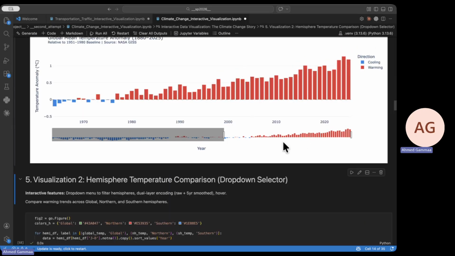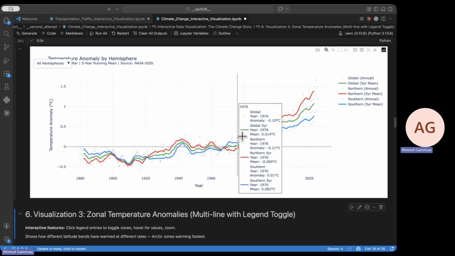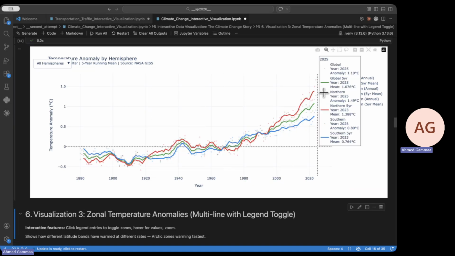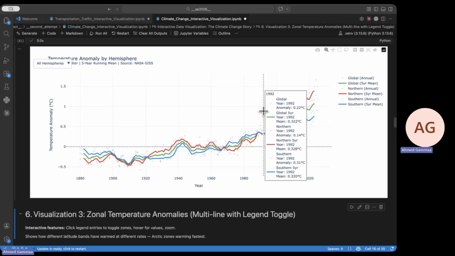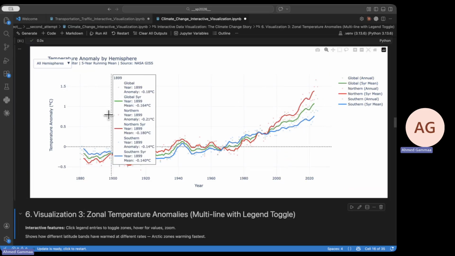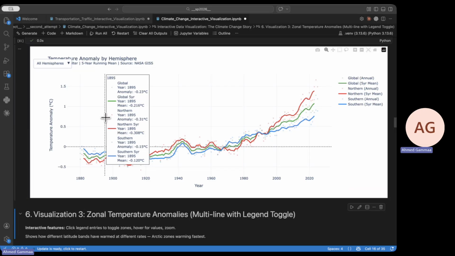This is a breakdown of the global average into the north and south hemisphere averages. As you can see here, we have two kinds of things. We have the solid lines and we have the dots. The dots are the raw data scattered here.